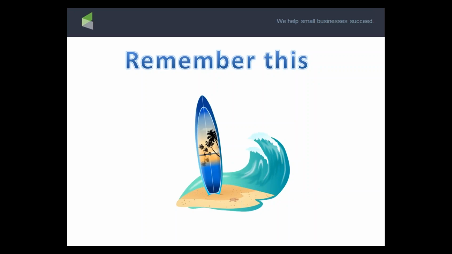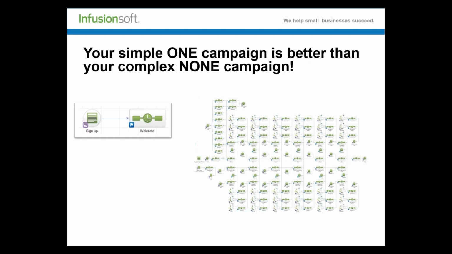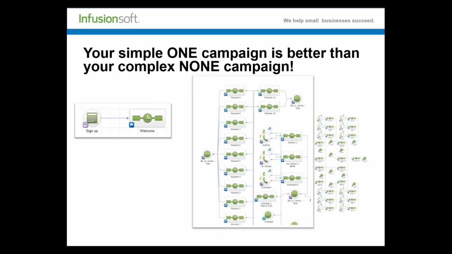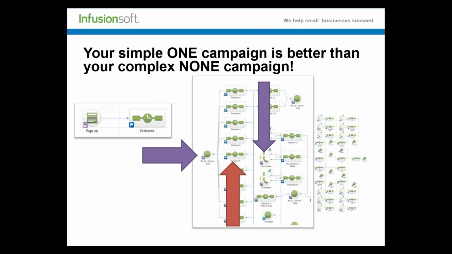Remember this one thing, and I'm keeping the warm theme so that you guys can stay nice and warm. Your simple one campaign is more important and better than your complex none campaign. Everyone tries to do what's on the right before testing out what's on the left. The left is going to give you confidence. It's going to make you feel like, hey, this works, I can do it. Because all that's on the right is a goal that pushes to a sequence, that pushes to a goal, that pushes to a sequence. And it stops everything on the left, and you notice that because of that little flag.